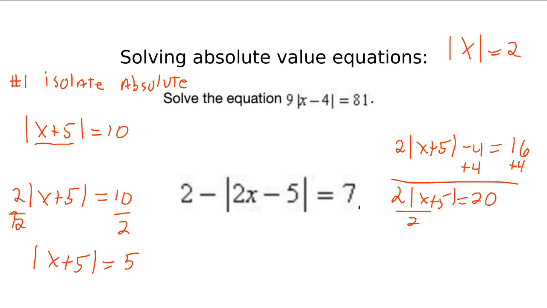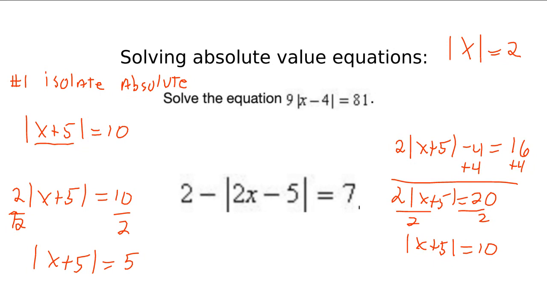Now I have to divide through by 2. So the absolute value of x plus 5 is equal to 10. Now I'm not done yet. Once you have the absolute value, so I just talked about step 1, isolating the absolute value. Once you have the absolute value isolated, then you write it as 2 separate problems.